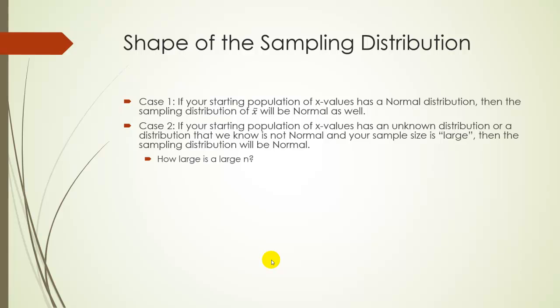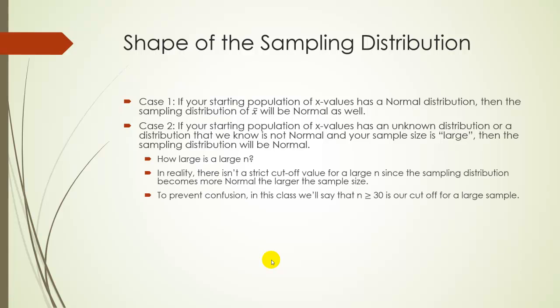So first question is, well, how large is large? And there's really no great answer to this. Like I might think an elephant is large, but an elephant isn't large compared to a huge whale. So large is really an arbitrary term, but just to be a little bit more precise, we'll say that in this class, if n is greater than or equal to 30, it's a large sample. A lot of people use this cutoff, but it really is an arbitrary cutoff.